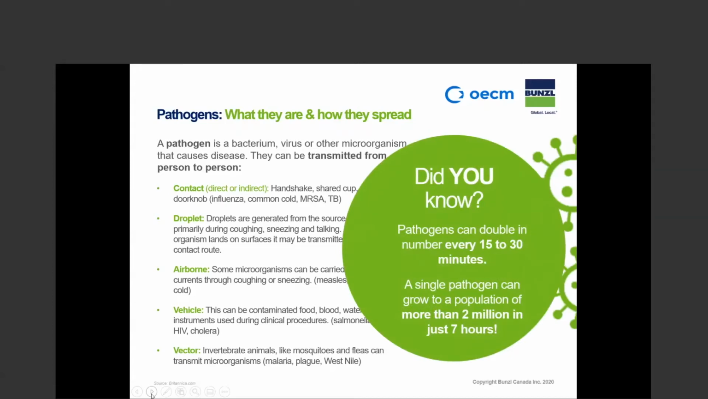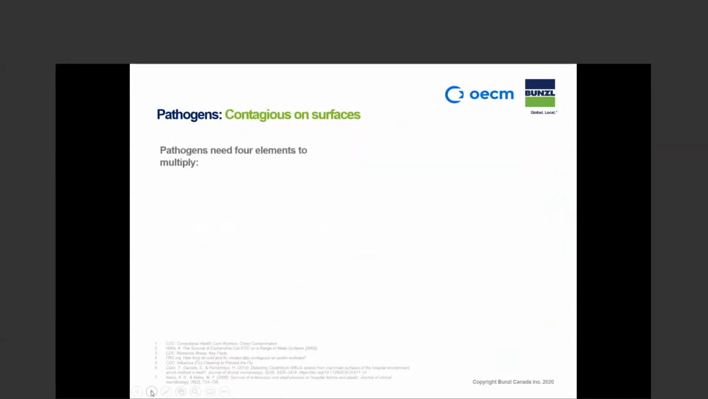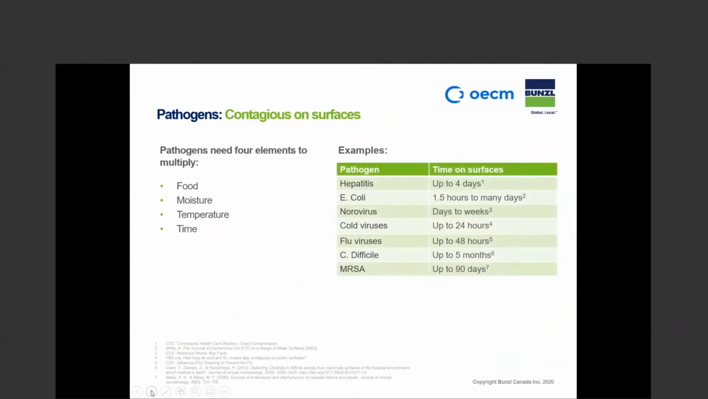Another big part of this is that pathogens will grow exponentially, and they can double in number every 15 minutes or so. So a single pathogen can grow to a huge size in a very short period of time. The number quoted here is 2 million in 7 hours. Another important thing we've been looking at is what it looks like on surfaces. Pathogens need 4 elements to multiply: a food source, moisture, time, and temperature.